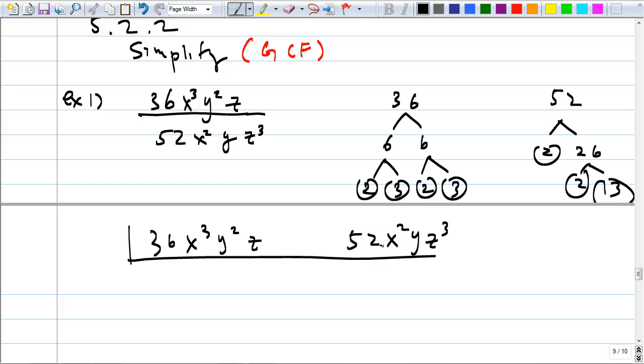You don't have to start with the GCF because sometimes you may not see it. So, Judy, what's the common factor of 36 and 52? They're both even, so what goes into both? 2. So let's write 2. And tell me what to write, Judy.